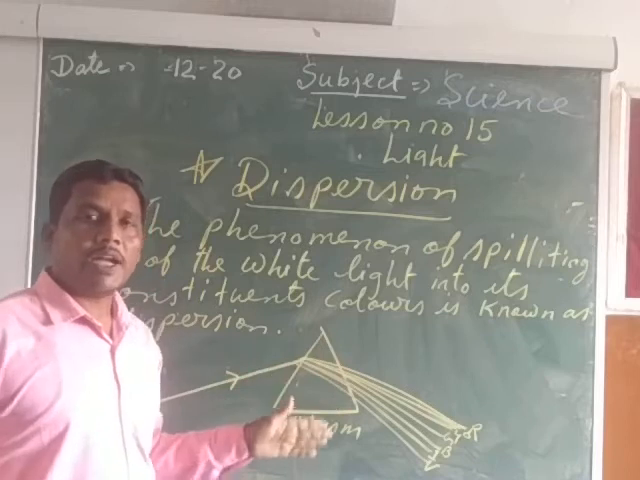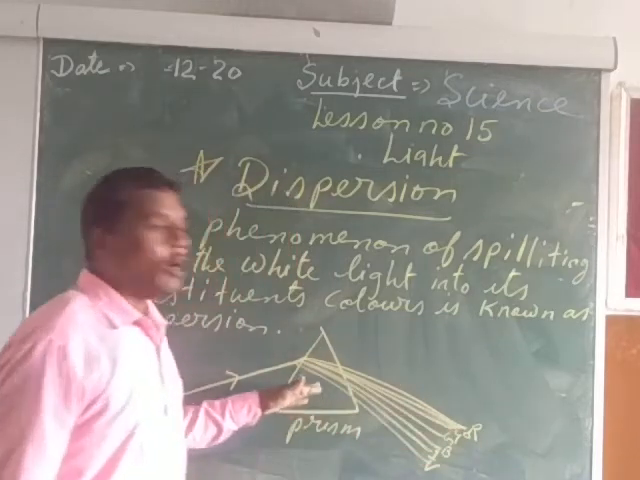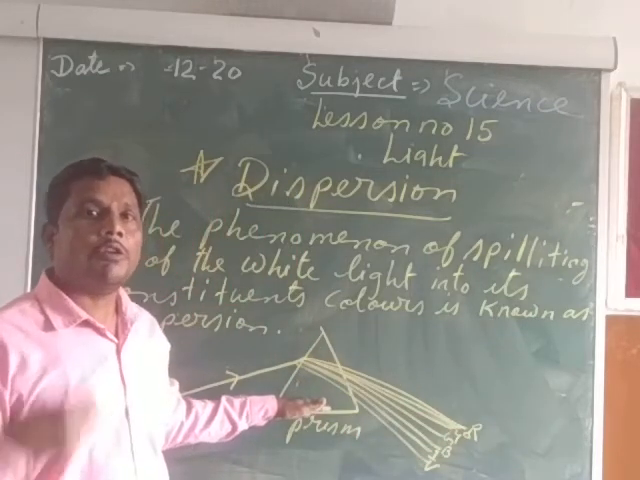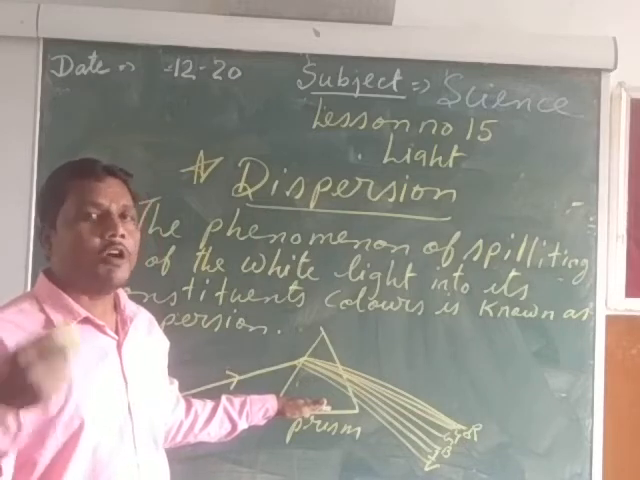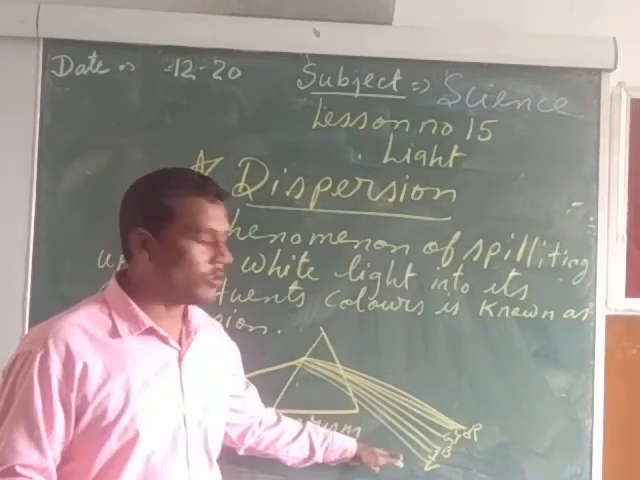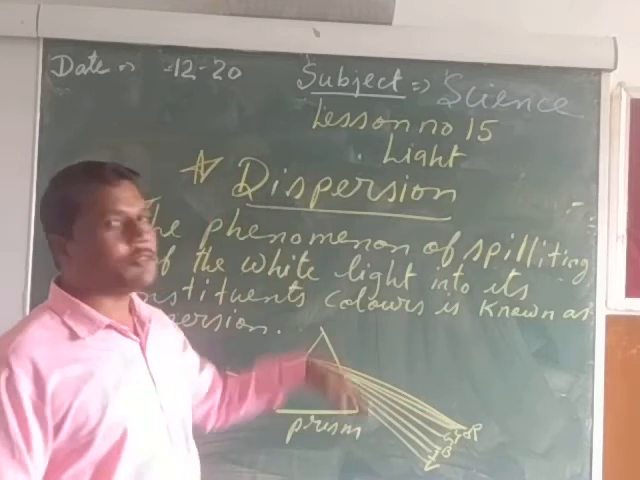Whenever the white light is passing through the prism, the white light is spreading or splitting up into 7 constituent colors. That is called dispersion.